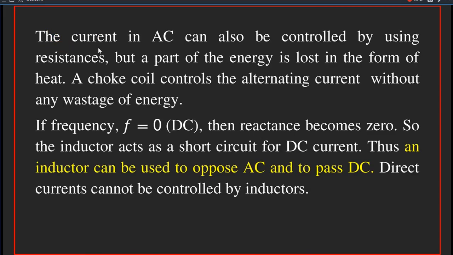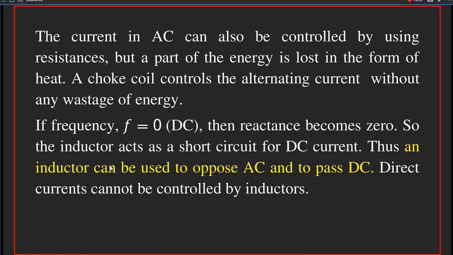And we are familiar that current in AC or DC can be controlled by using resistances. But while using resistance, a part of the energy is lost in the form of heat. But the advantage of a choke coil is that, in using a choke coil, we can control the current in an AC circuit without any wastage of energy. So it is one of the important advantages of a choke coil. Nowadays, for controlling AC currents, we are using choke coils, and resistances are being replaced by choke coils.